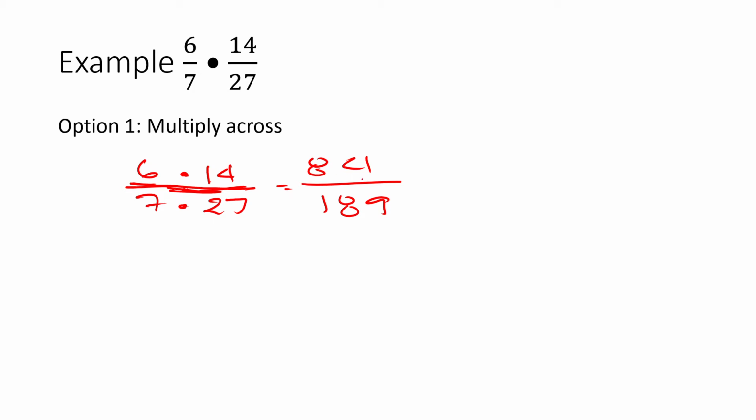Now, this is a pretty big fraction, right? That means we can probably simplify. So that means we can simplify this fraction even more. And that's a lot of work, right? So you find common factors, or you do the factor tree to simplify this, and all that good stuff. But what if I told you there's a better way than just multiplying it straight across?